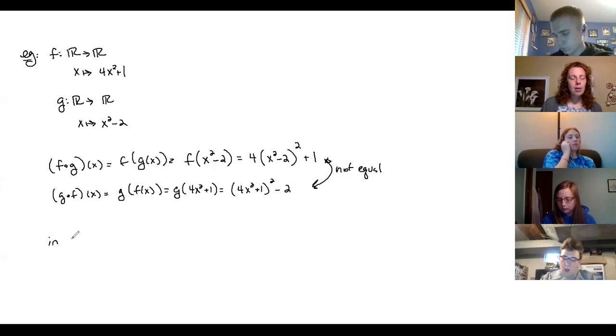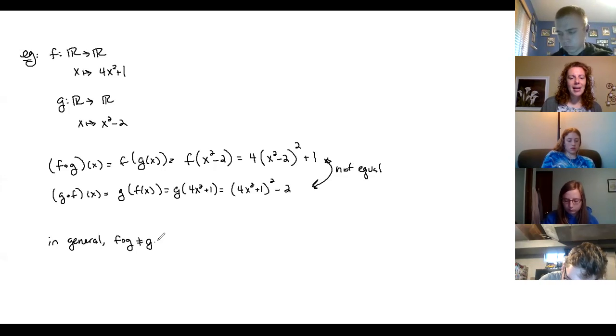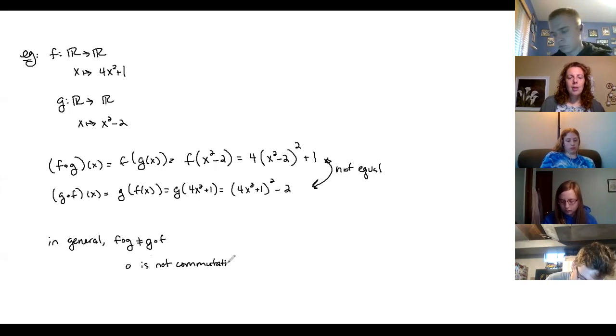So in general, f circle g does not equal g circle f. Sometimes, if you have special functions, they can, but in general, it's not true. So in general, we would say that function composition, that's circle, right? Function composition is not commutative. If you can switch the order around, that's commutative. Function composition, circle, is not commutative. There are special cases where it is, but in general, function composition is not commutative.